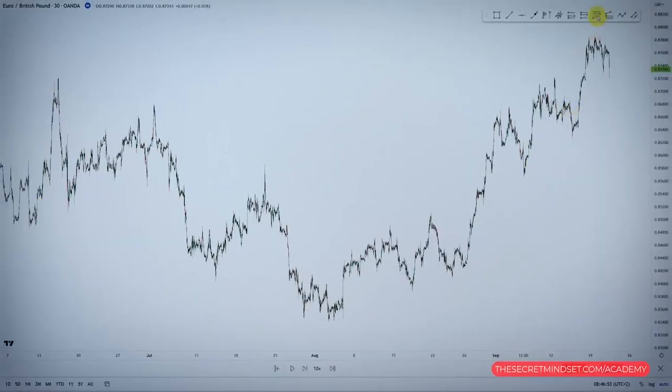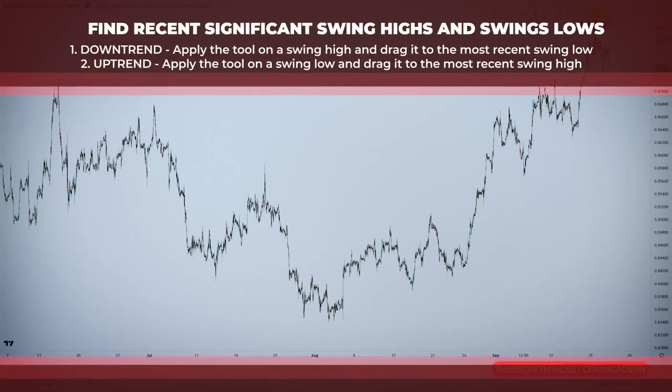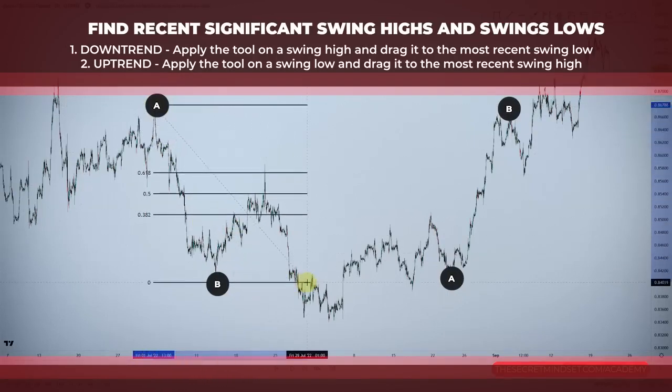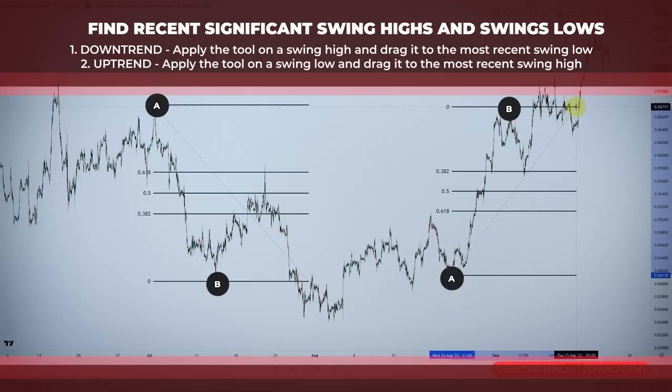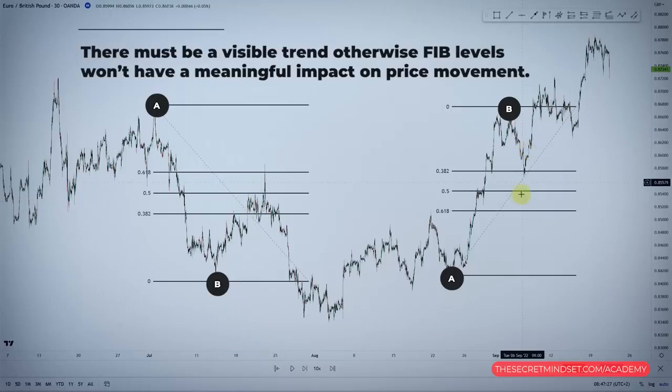So how to draw Fibonacci levels? In order to find these Fibonacci retracement levels, you have to find recent and significant swing highs and lows in the market. Then, you take the tool, and for downtrends, you apply it on the swing high, and drag the tool to the most recent swing low. For uptrends, you do the opposite. You apply the tool on the swing low, and drag it to the most recent swing high. Remember, there must be a visible trend, otherwise, Fib levels won't have a meaningful impact on price movement.